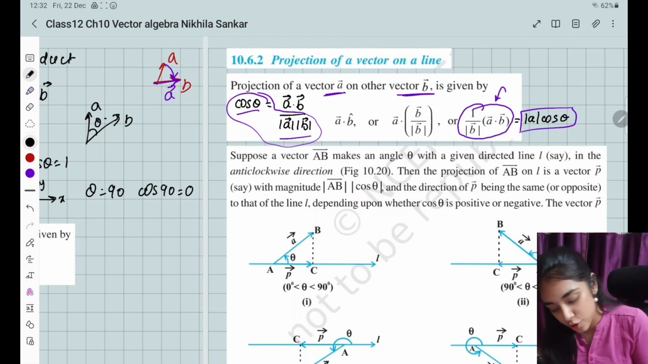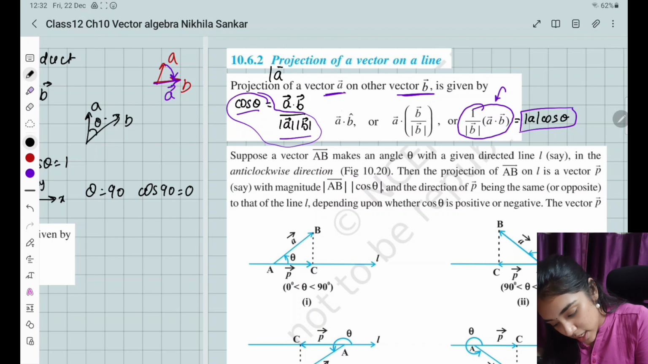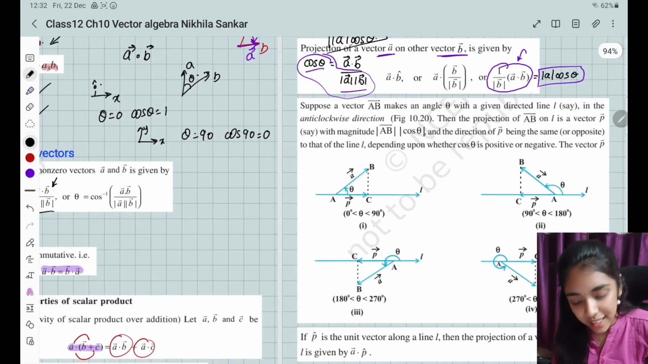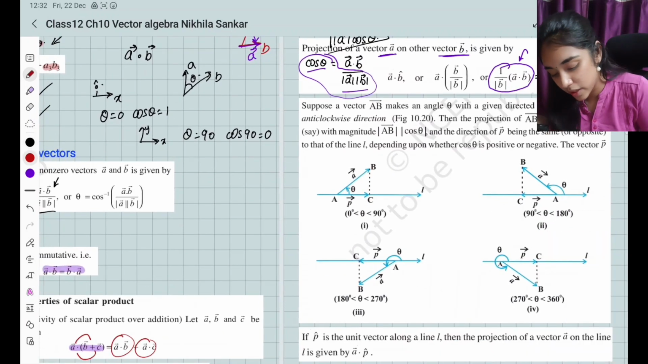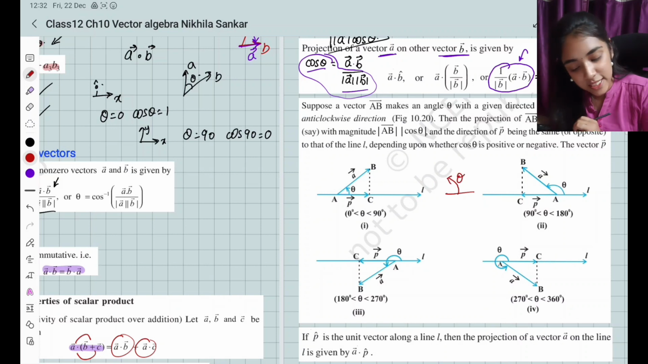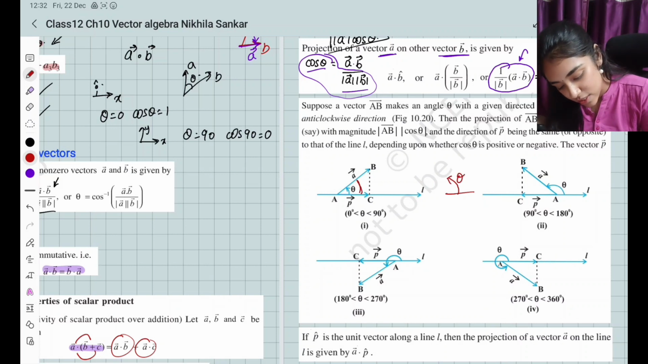So, இப்போ என்ன ஞாபகம் வச்சுக்கணும்? The projection is going to be mod A times cos theta. So, this is one important point you have to remember. Okay? இன்னொன்னு angle எல்லாம் எப்படி எடுக்கணும் நமக்கு தெரியும். இருந்தாலும் நான் ரிவைஸ் பண்றேன். எப்பவுமே angle anti-clockwise direction-ல தான் measure பண்ணணும். So, this is my theta. So, இந்த இடத்துல this is going to be my theta.